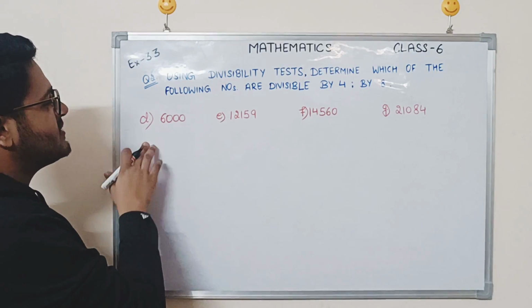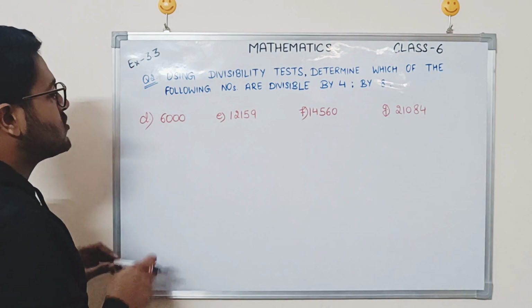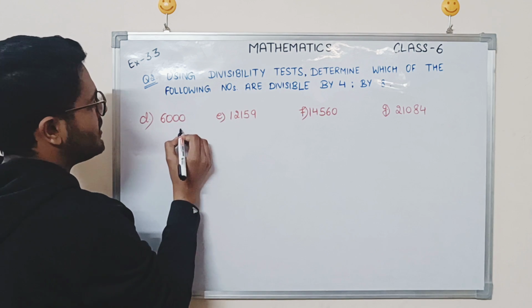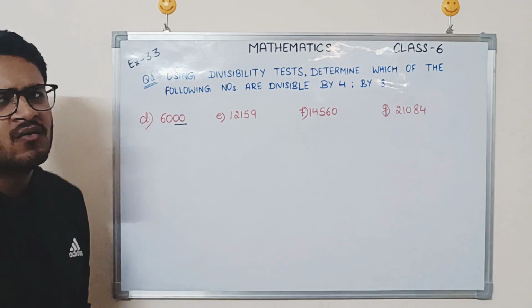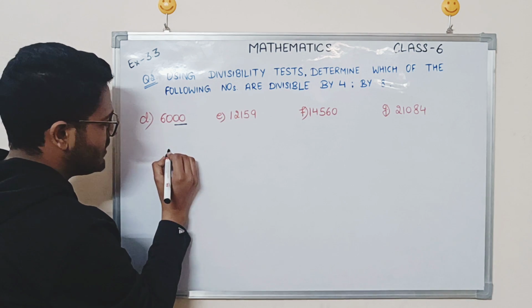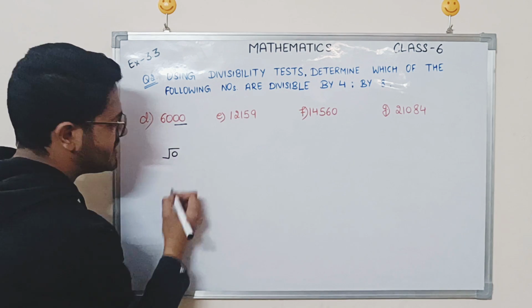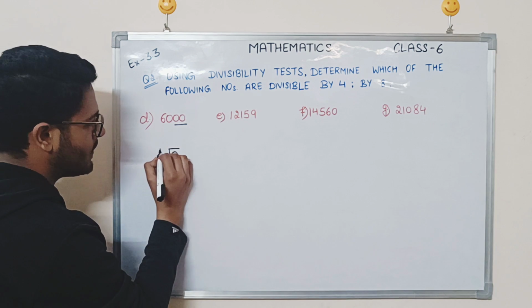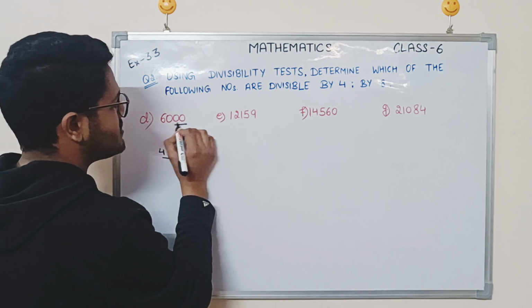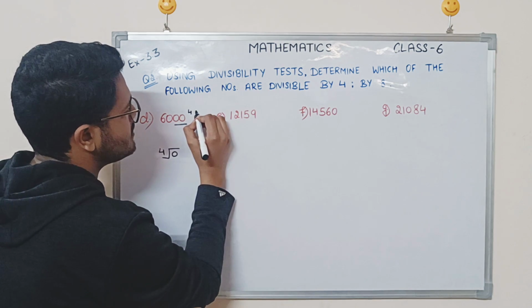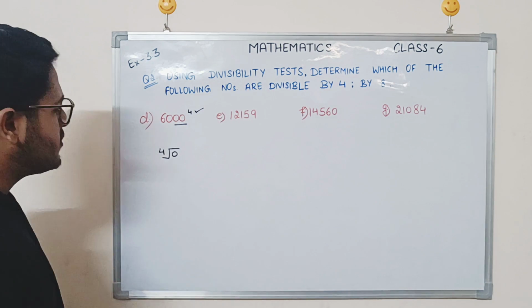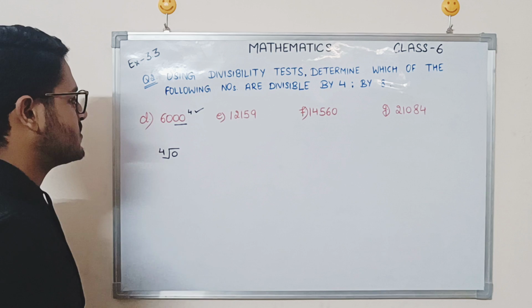Right. So the D part is 6000. So in order to find the divisibility by 4, we will take the last two digits. So the last two digits are 0, 0, which is 0 only, right? So 0 we know is divisible by 4. So if 0 is divisible by 4, therefore this whole number is divisible by 4, right? We don't need to do any division here.